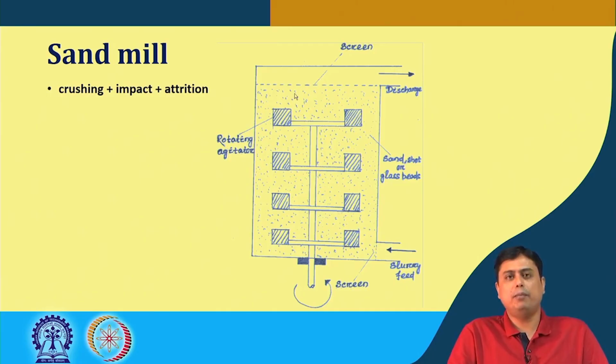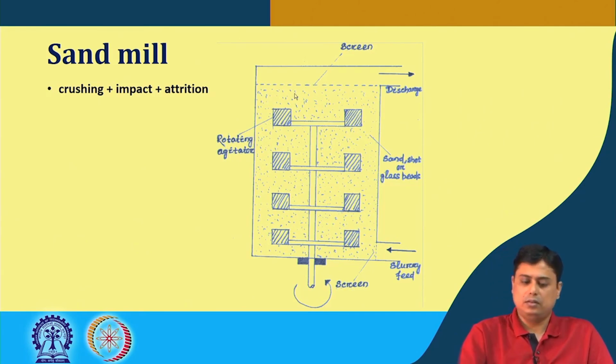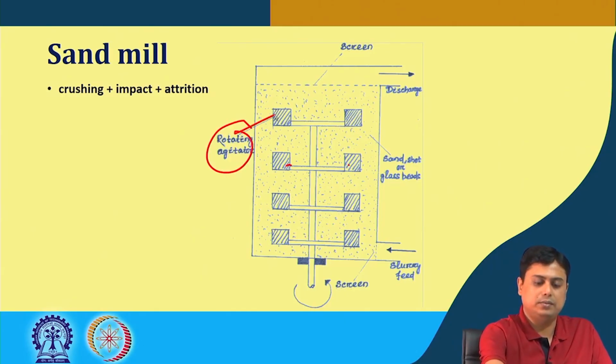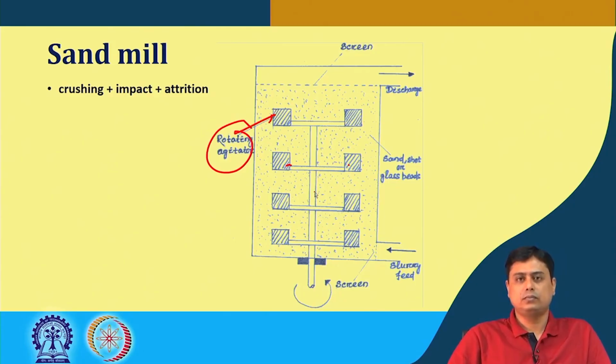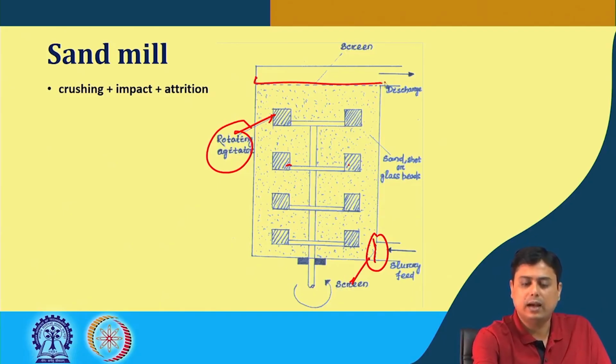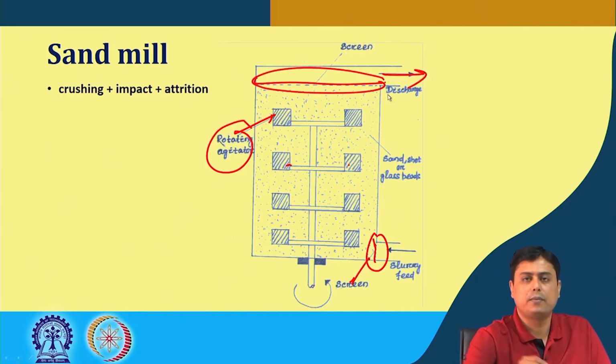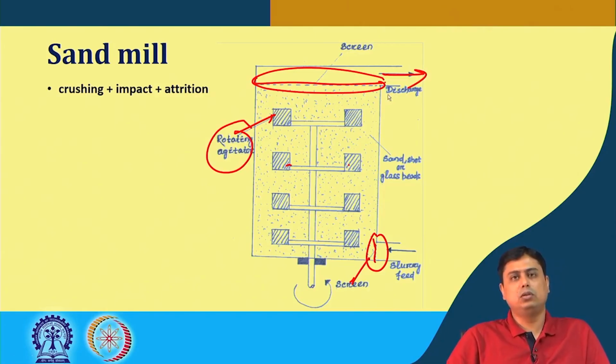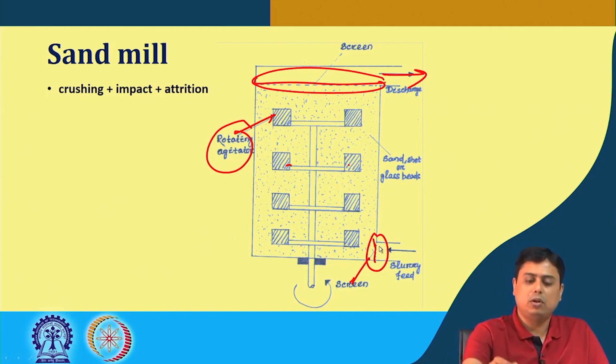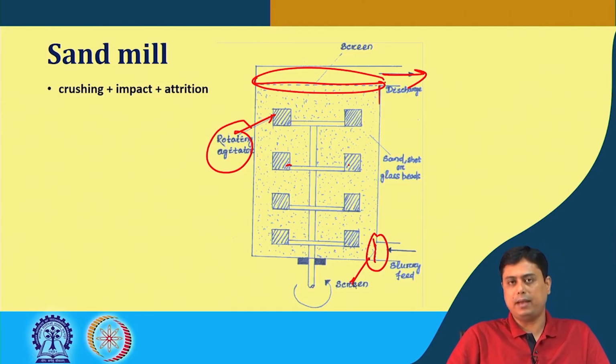So, here we have a bed of sand or very fine glass beads, and then we have a rotating agitator. So, these are the rotating agitator, and here we have a screen at the outlet, at the inlet as well as at the outlet where the discharge is collected. So, we have screens at both positions, at the inlet and at the outlet, of sufficiently small size, so that this sand or the glass beads can be retained in the bed. That is one of the parameters, one of the points.